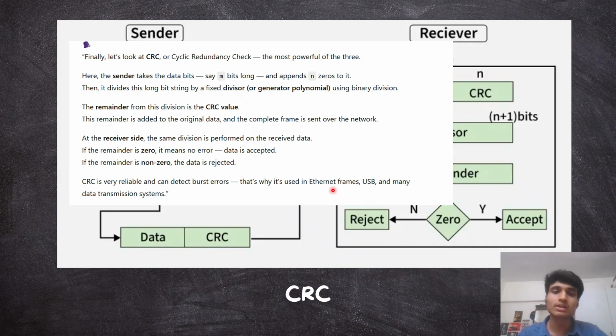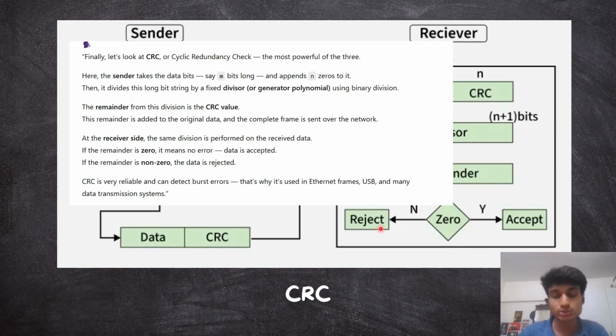This remainder is added to the original data and the complete frame is sent over the network. At the receiver side, the same division is performed on the received data. If the remainder is 0, it means no error and it is accepted. If the remainder is not 0, it is rejected.